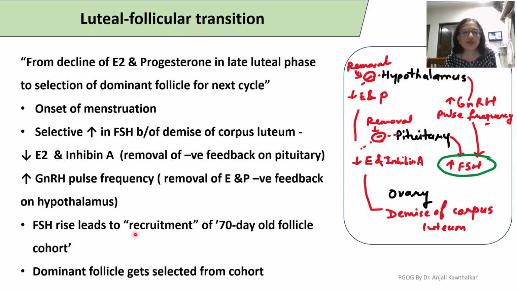FSH rise leads to recruitment of a 70-day-old follicle cohort, and the dominant follicle gets selected from this cohort, and regulation of the next menstrual cycle takes place, as we have already seen in the initial slides.